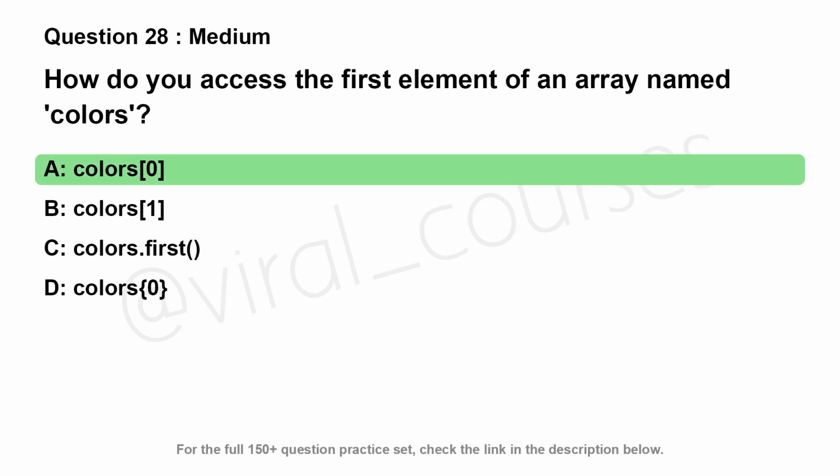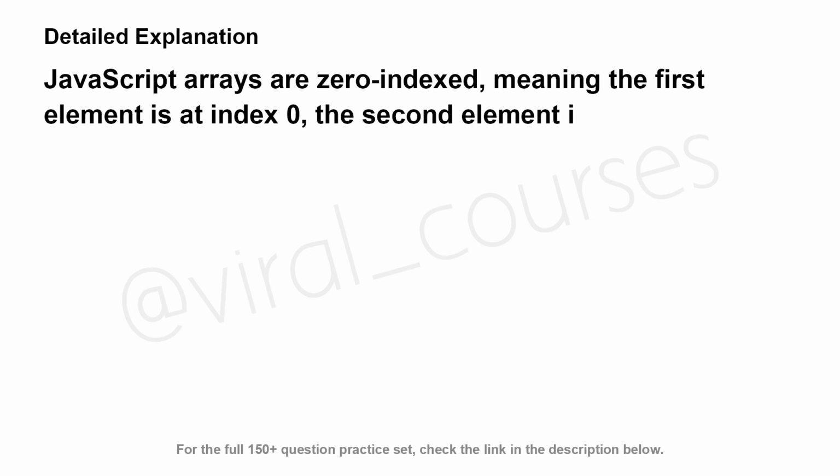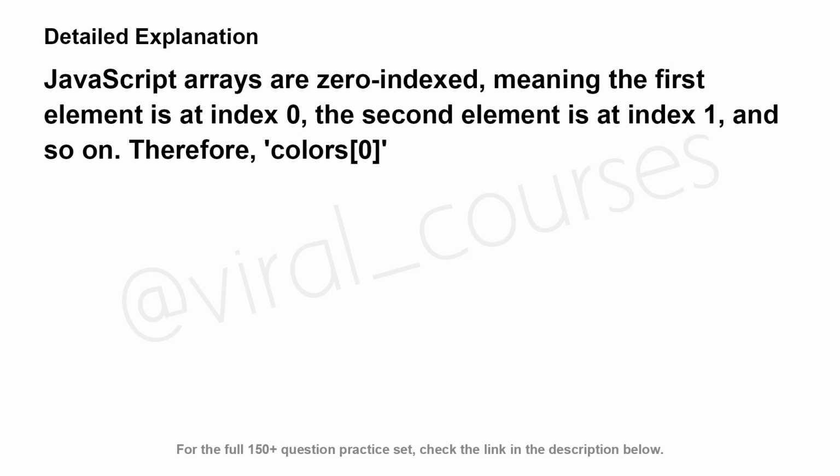The correct answer is A. JavaScript arrays are zero-indexed, meaning the first element is at index 0, the second element is at index 1, and so on. Therefore, colors[0] accesses the first element.